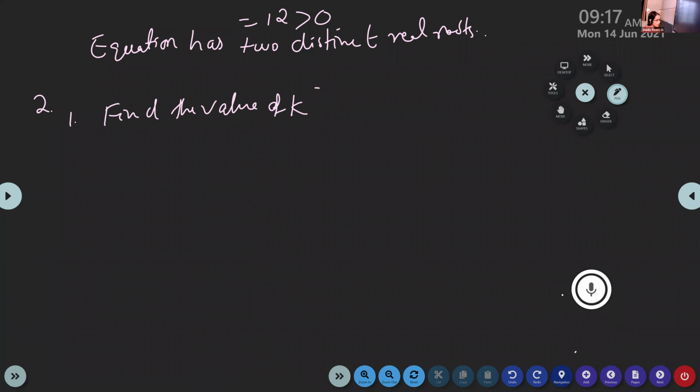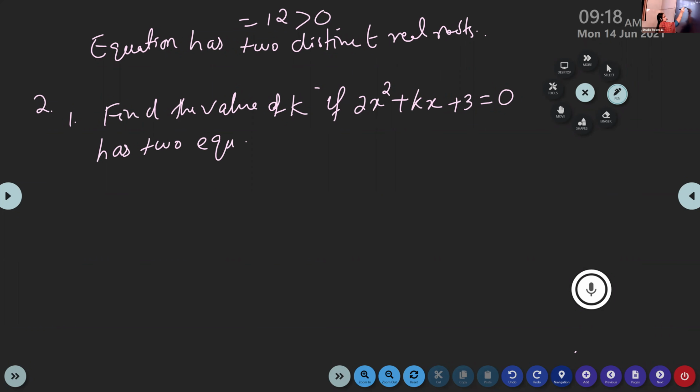Find the value of k. If the equation 2x square plus kx plus 3 equal to 0 has two equal roots. Given that the equation 2x square plus kx plus 3 equal to 0 has two equal roots.